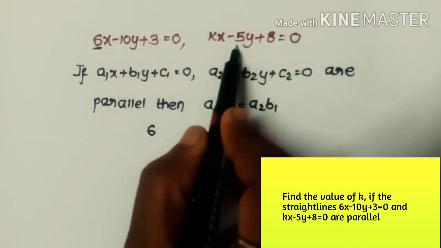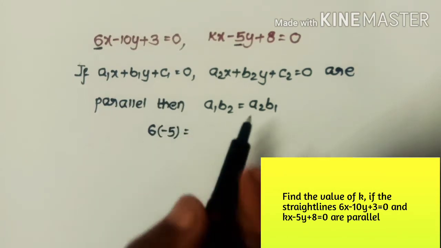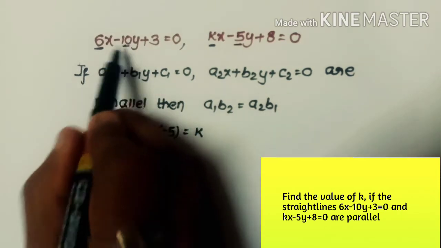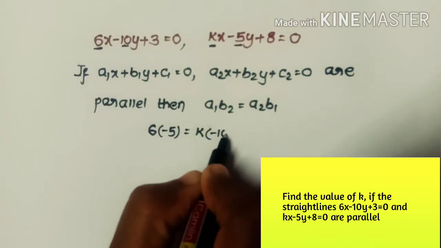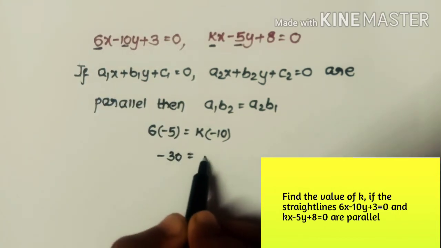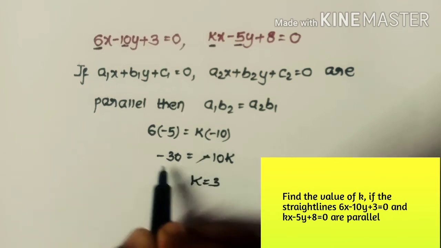6 into b2. b2 is equals to minus 5, and a2 is equals to k, k into b1. b1 is equals to minus 10. That is minus 30 is equals to minus 10k. Therefore the value of k is equals to 3.